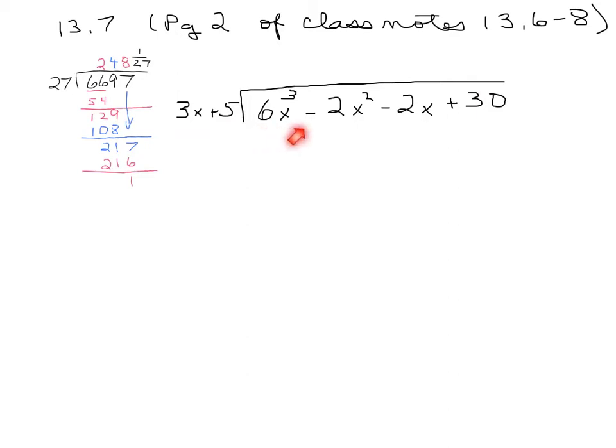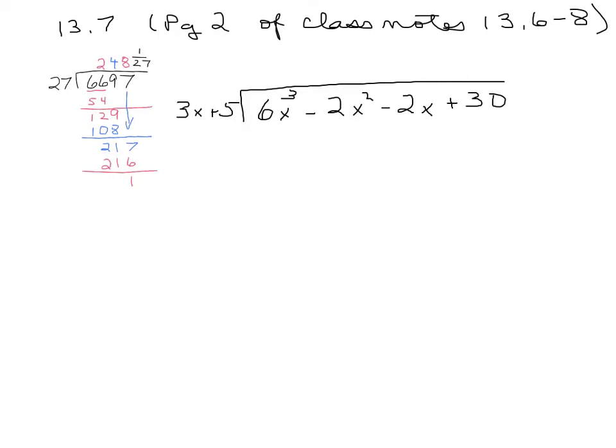We first have to arrange our dividend in descending power order, which it already is. So x cubed is the highest power, so it goes first, and 30 is the lowest power, so it goes last. Then if there are any missing exponents, here's x cubed, x squared, x, and x to the 0 power, which is 1, we don't have any missing. If we had 6x cubed minus 2x plus 30, we would fill in the missing term by writing 0x squared. Once we've done that, we can perform the long division.